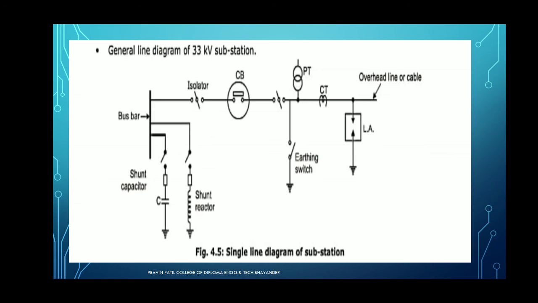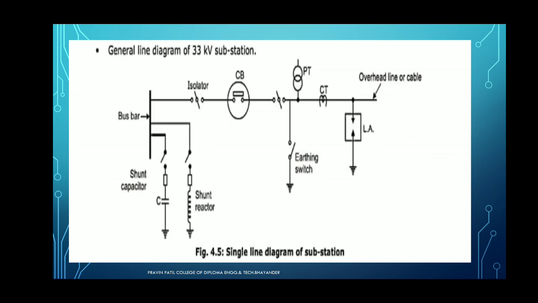So this is the single line diagram representation of the 33 by 11 kV substation. Here the main thing is that the transformer is also required. So the step down transformer steps down the 33 kV into 11 kV. So we have to make a report of the 33 by 11 kV substation with the single line diagram representation, showing the main components installed in the 33 by 11 kV substation.